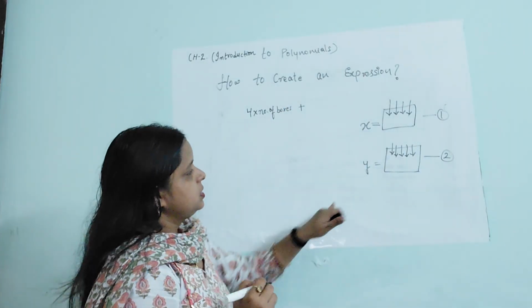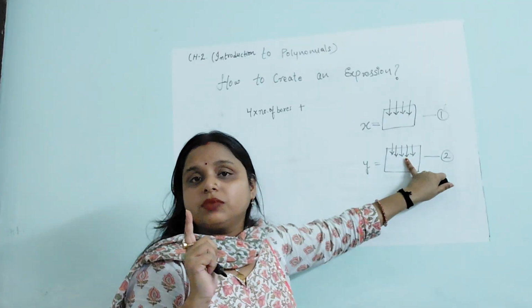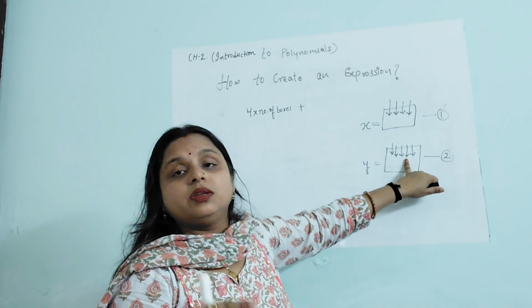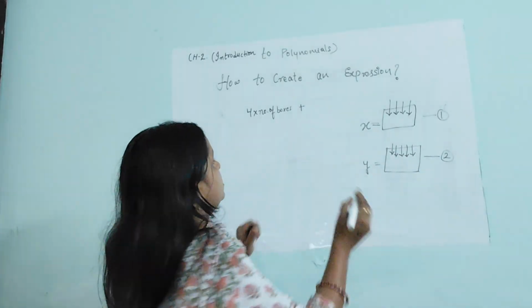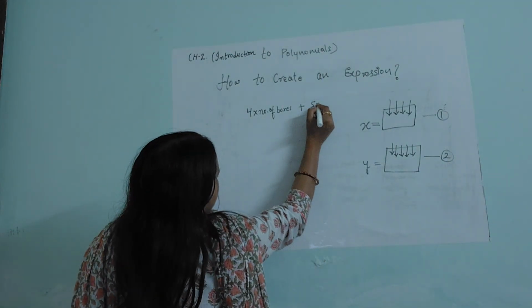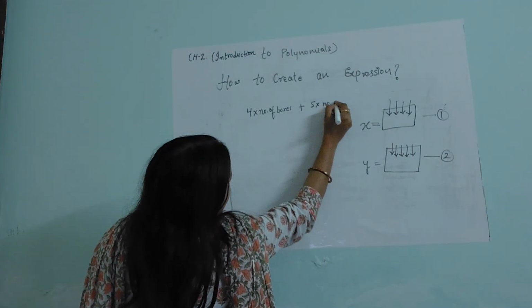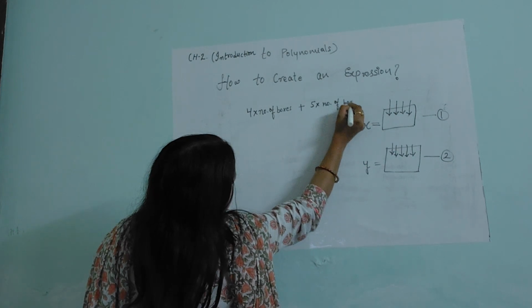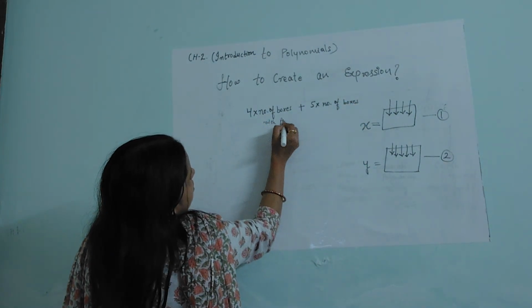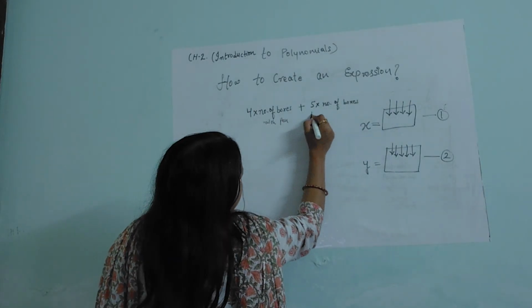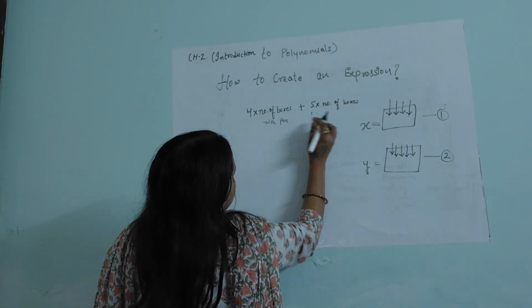Plus next is 5 pencils in one box. In 2 boxes there will be 10 pencils. In 3 boxes there will be 15 pencils. That means 5 into number of boxes. Here we can write boxes with pens and boxes with pencils.